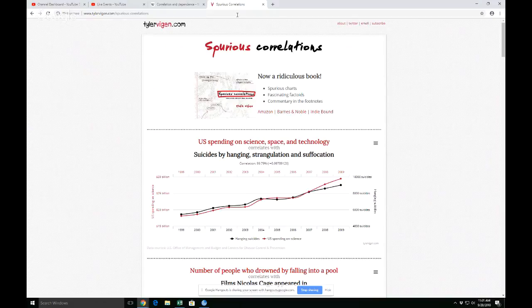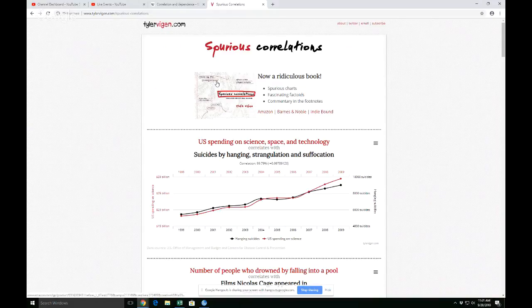U.S. spending on science, does that cause suicides by hanging, strangulation, and suffocation? The more you spend on science, people just want to hang themselves, right? How many of you agree with that? You guys are all science fans here, right? So do you think spending causes people to hang themselves? Only college students, right?